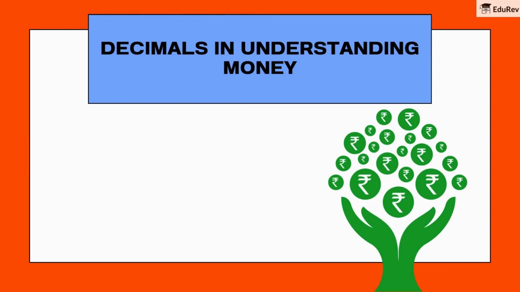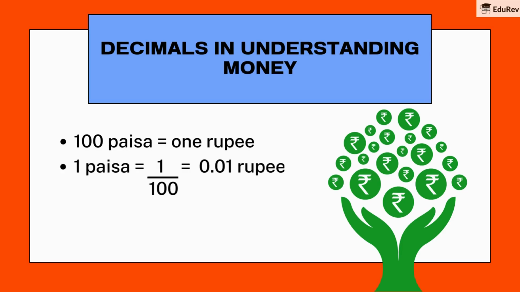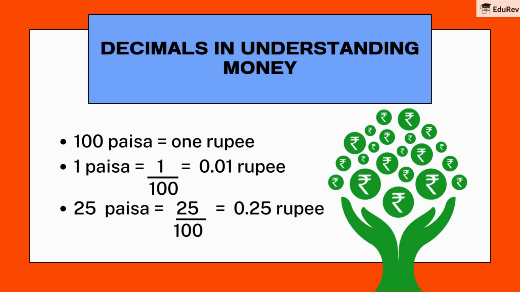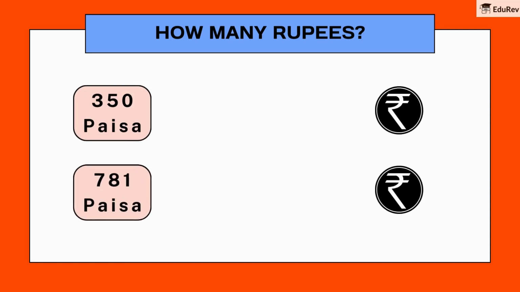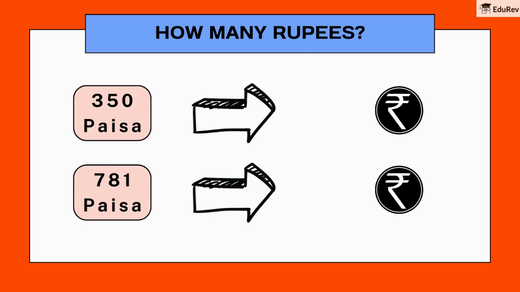Decimals have a pretty important role in our daily life. We use them to understand money. We know that 100 paise make 1 rupee. So 1 paisa makes 0.01 or 100th rupee. Hence, we have 25 paisa as 0.25 rupees. Try to tell how many rupees are in 350 paisa, 781 paisa. That's right. It becomes 3.5 and 7.81 rupees.